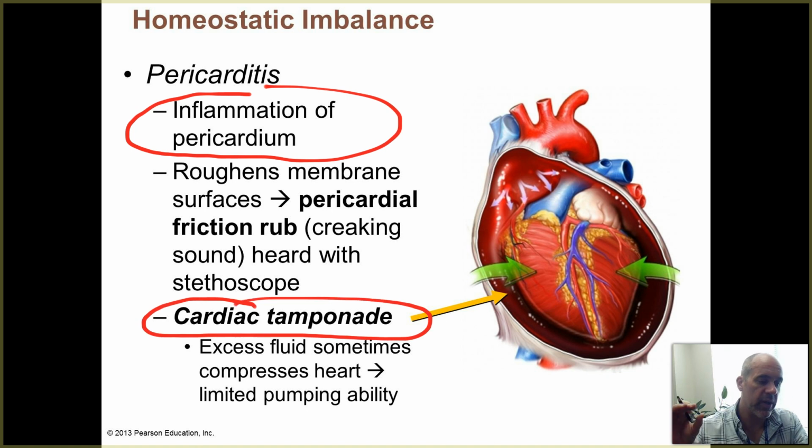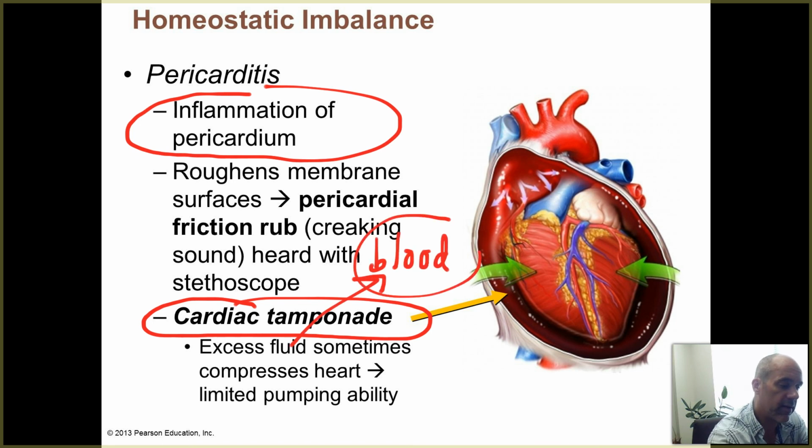In some cases, you can have lots of excess fluid or even blood around the heart. So this fluid can also be blood. It's not necessarily pericardial fluid. And that's called cardiac tamponade. And that's what they're showing you over here in this diagram. There's actually some blood that is leaking into the pericardial cavity that's surrounding the heart.